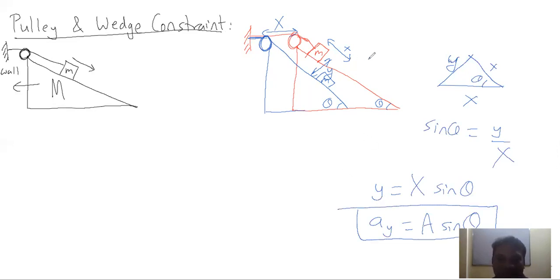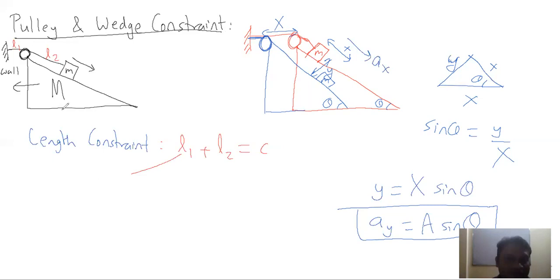Now, let us consider acceleration in x direction. For that, we will use the length constraint. Let us consider the initial length of this side is L1, then this is L2. So the length constraint says L1 plus L2 is constant. Let us talk about L1. This is one point, this is another point for L1. The first point is fixed to the wall, so 0. The second point moves in backward direction. So backward direction means what? Acceleration will be negative. Let us see.